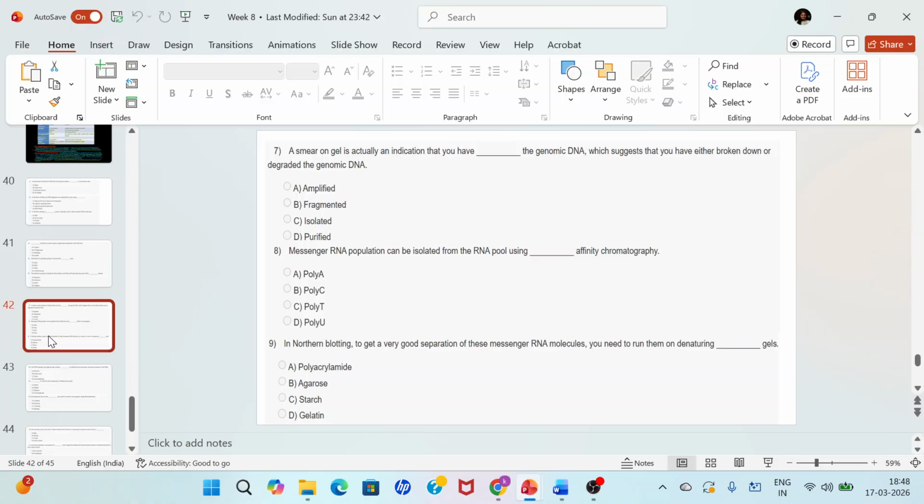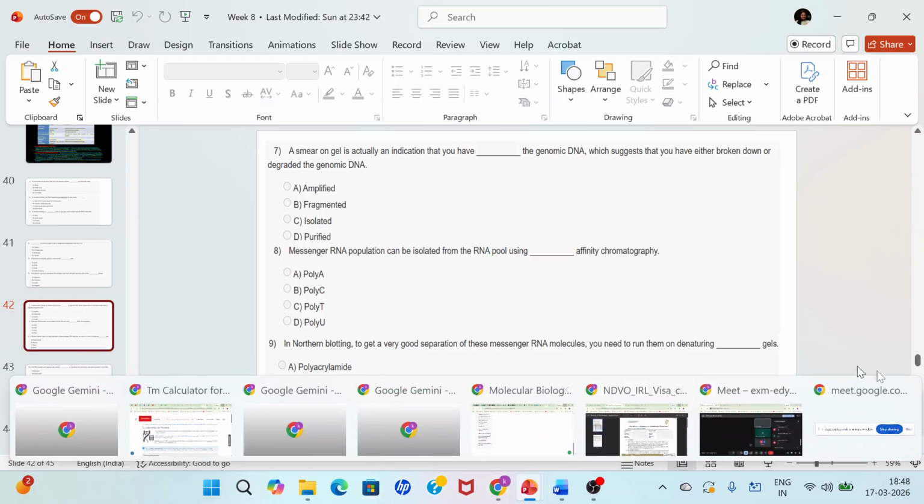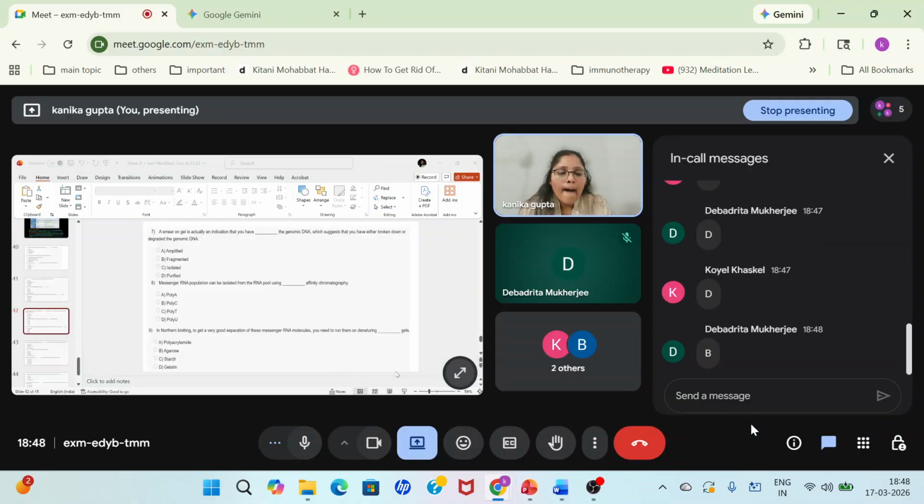Question number 7. A smear on a gel is actually an indication that you have dash the genomic DNA, which suggests that you have either broken down or degraded the genomic DNA. So we have done what? Yes, it is B, it is fragmented.